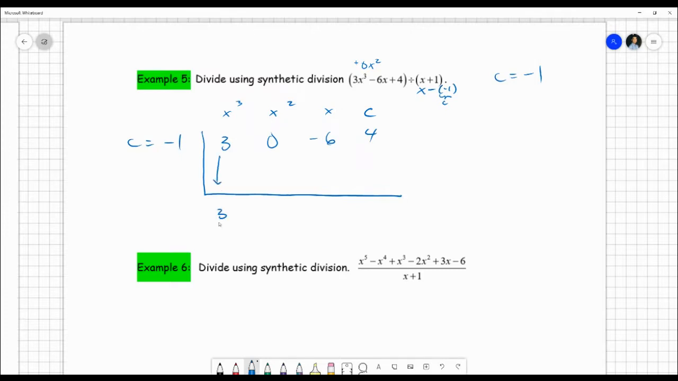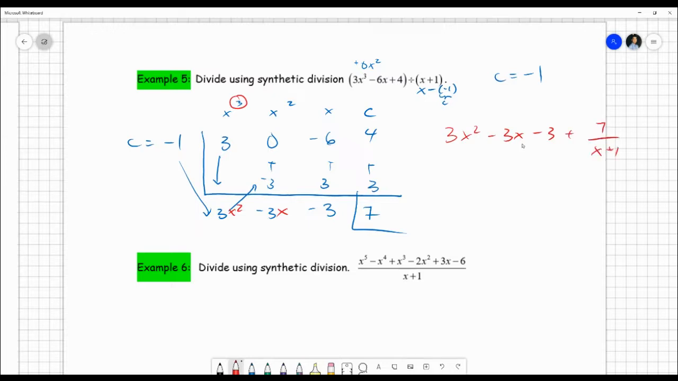All right, bring down the first number, and we're just going to multiply, put the answers up here. Add straight down, and do the same process again. And you're done. Very quick. All right, so we're going to reduce 1 degree to get x squared, x, and this is the constant. So we have 3x squared minus 3x minus 3 plus 7 over x plus 1.